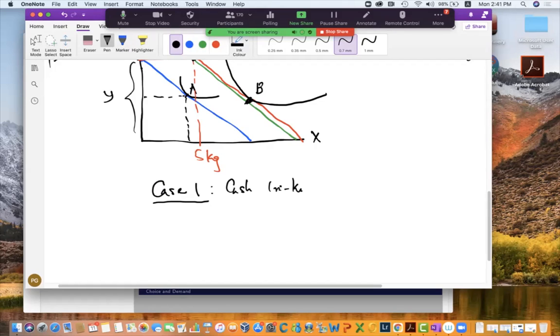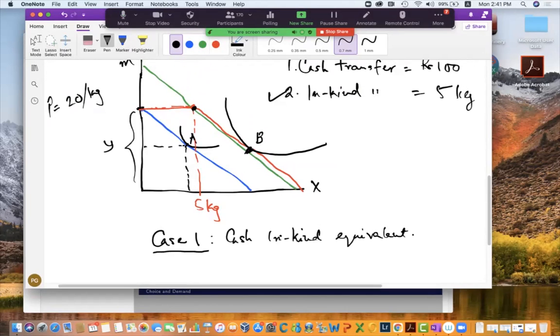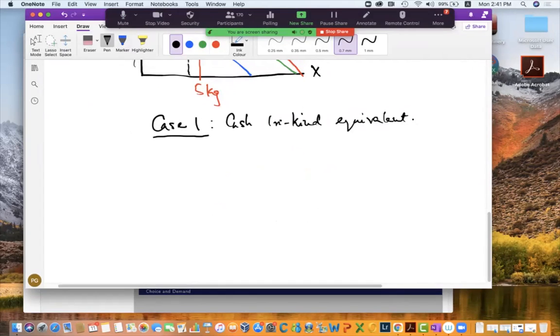Cash and in-kind are equivalent, aren't they? The government could be welfarist, the government could be paternalistic, doesn't matter. Outcome is the same. Now, of course, there's another possibility, which is this.